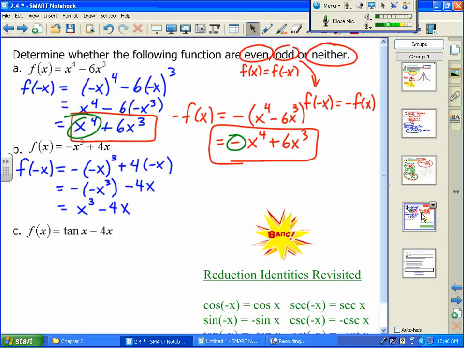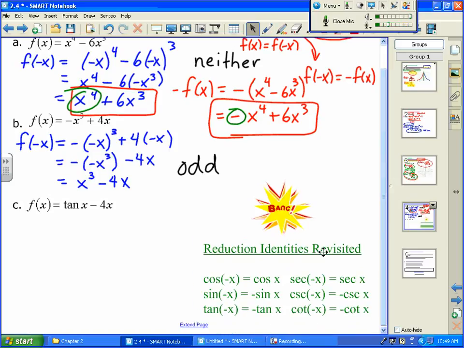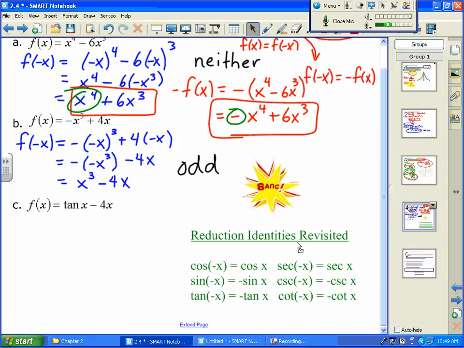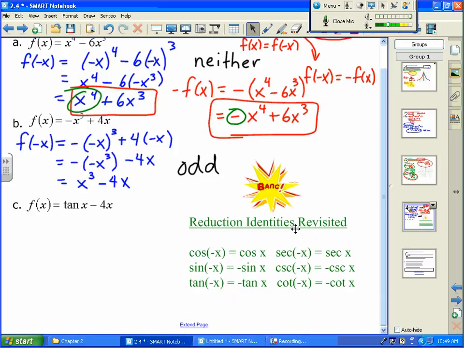Etonia, I'm going to let you have a crack at this one. Is this an even, an odd, or a neither? It's odd. Odd, perfect, good job. This one was neither. This one is odd.